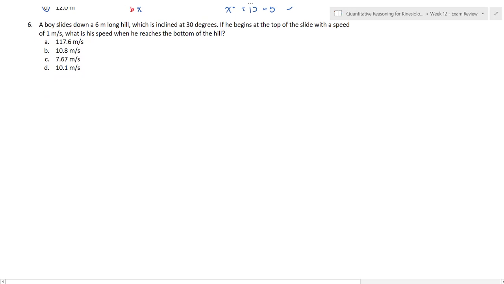Okay, number 6. A boy slides down a 6-meter long hill. So I'll just draw that. It's a 6-meter long hill, which is inclined at 30 degrees. So this is 30 degrees here. If he begins at the top of the slide, so he's up here. So this is his initial position. So his V initial, he begins at the top of the slide with a speed of 1 meter per second. What is his speed going to be when he gets to the bottom of the hill?